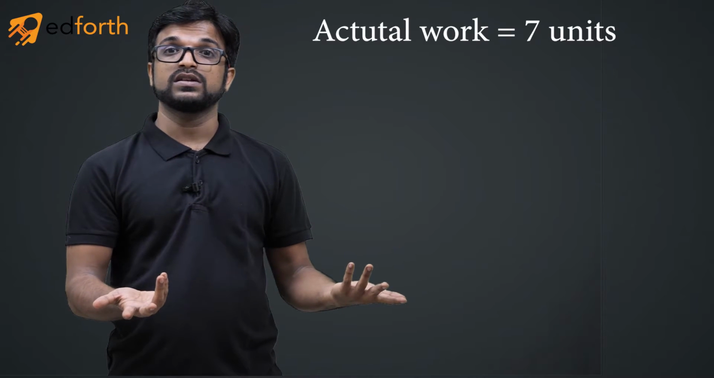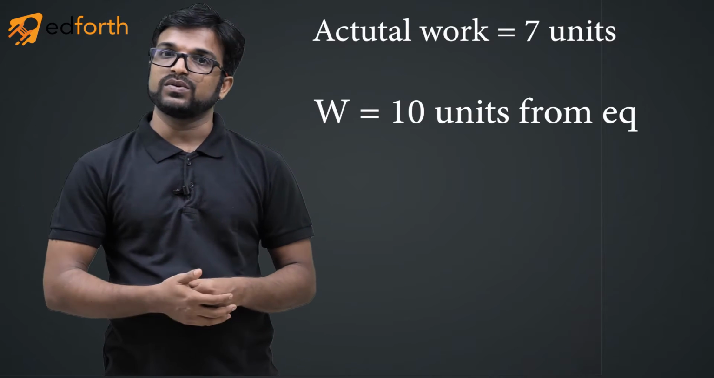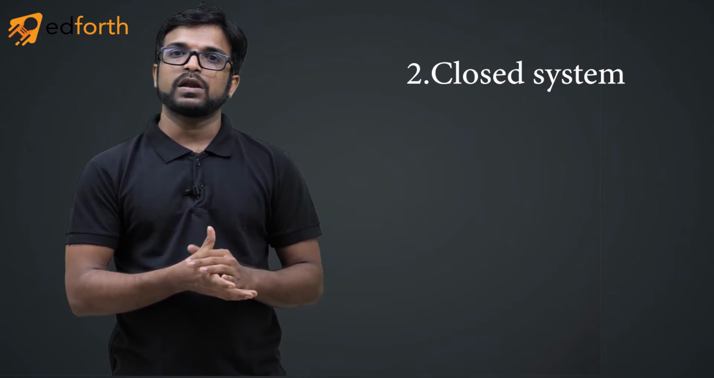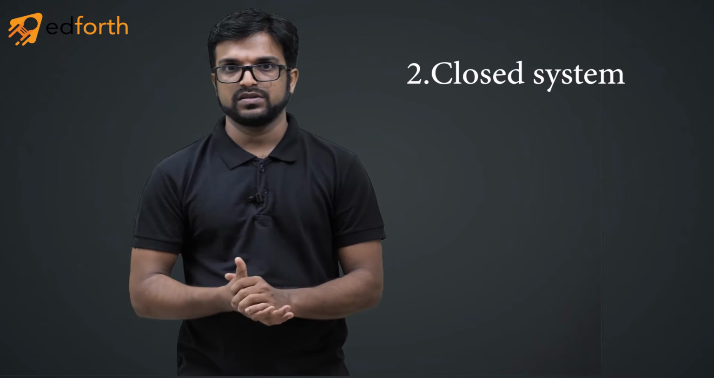Why? Because there is friction between piston and surrounding, that means piston and cylinder. As a result, some units of work are utilized for overcoming the friction. So the output I will be getting is only 7 units, but from the equation I am getting 10 units. Both are not matching, right? So it is very important to know that work equal to integral P dV can be applied only for a reversible process. Fine. The next assumption is that we are talking about a closed system. So integral P dV is applicable only for a closed system process. Fine.